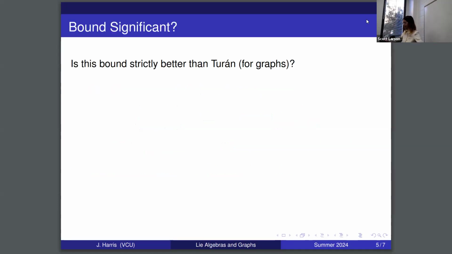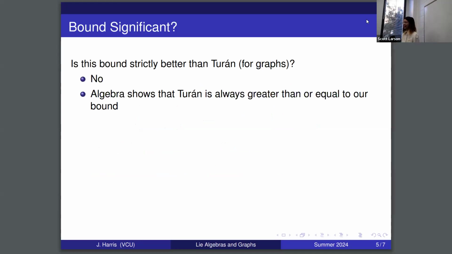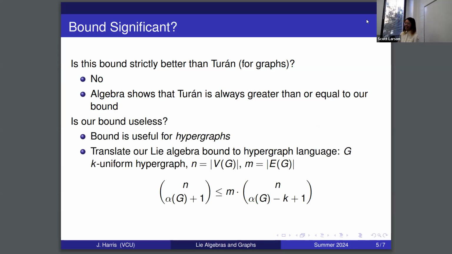So we found a lower bound. Is it actually good? In terms of simple graphs, no. For Lie algebras we did some math, and it says that Turán is always greater than or equal to ours. So no, is it useless? But thankfully also no. It seems to be useful for hypergraphs.